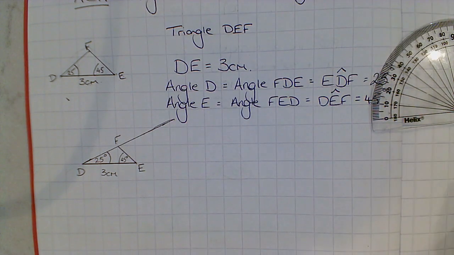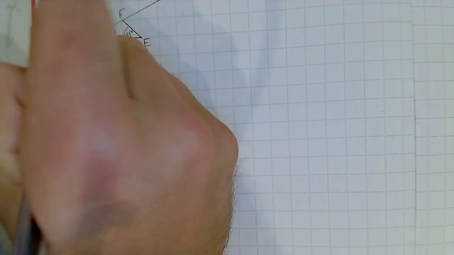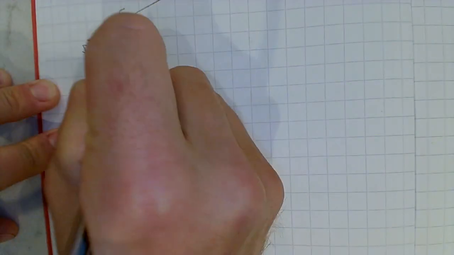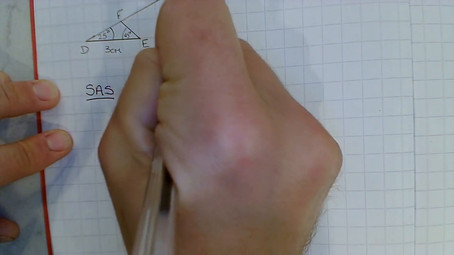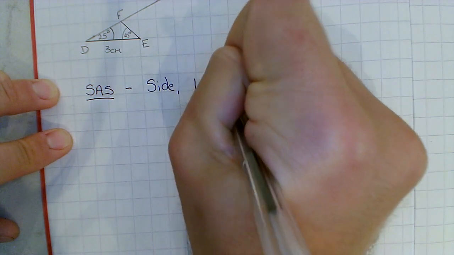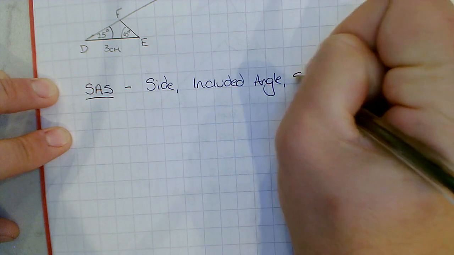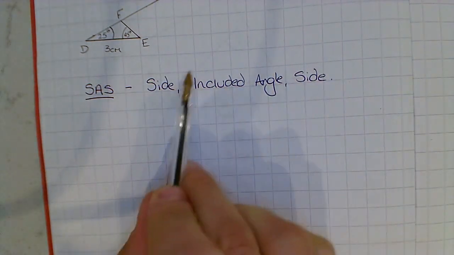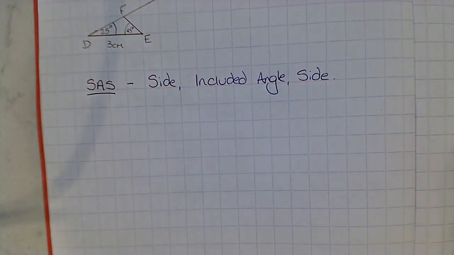Okay. I'm going to now have a go at the second example, which is a slightly different construction. So this example is called an SAS triangle. Okay, and for that one, I need a side, an included angle, and another side. Okay. So again, that included angle, the included bit, just means in between the 2 known side lengths.